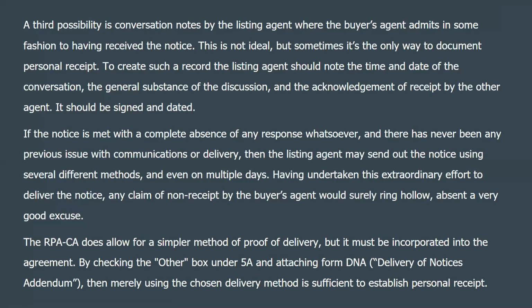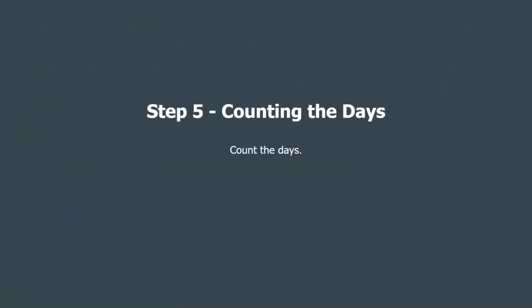The RPA does allow for a simpler method of proof of delivery, but it must be incorporated into the agreement by checking the other box under 5A and attaching the form DNA, Delivery of Notices Addendum. Then merely using the chosen delivery method is sufficient to establish personal receipt.